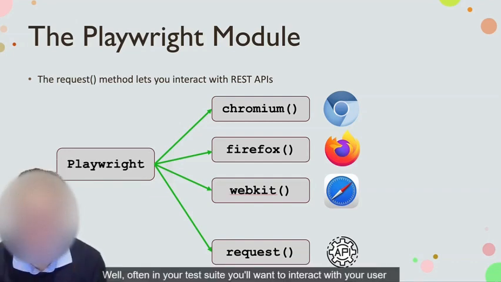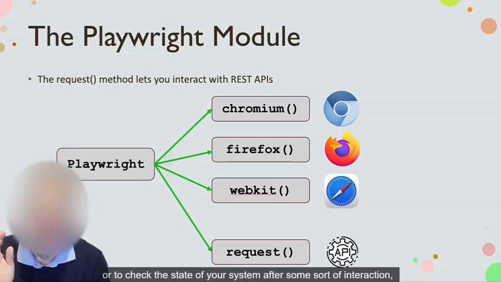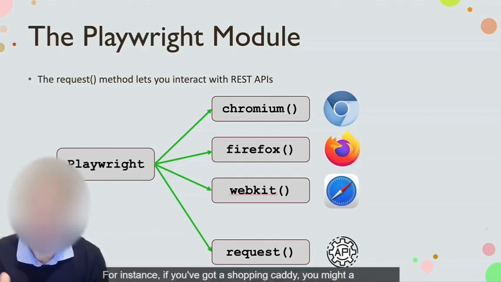Well, often in your test suite, you'll want to interact with your user interface, your web pages, but you'll also want to interact with the backend with API calls to, for example, set up test data, or to check the state of your system after some sort of interaction, or to fast forward and get to a particular state.